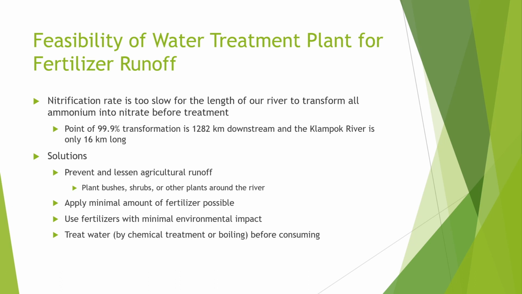Since a water treatment plant may not be possible, there are other strategies that could help lessen the impacts of fertilizer runoff, and these include preventing and lessening agricultural runoff by planting bushes, shrubs, or other plants around the river, applying the minimal amount of fertilizer possible, using fertilizers with minimal environmental impact, and treating the water before drinking it, such as by chemical treatment or boiling.